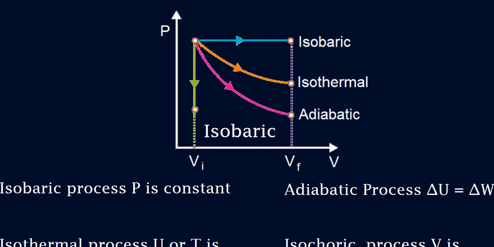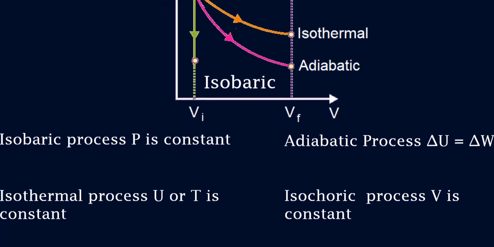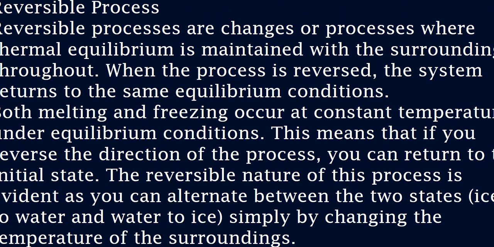Now let's go through the reversible and irreversible process. The equation holds for both reversible and irreversible process. However, in the reversible process, delta W and delta Q can be calculated differently. Reversible process are changes or the process where thermal equilibrium is maintained with the surroundings throughout. When the process is reversed, the system returns to the same equilibrium conditions.